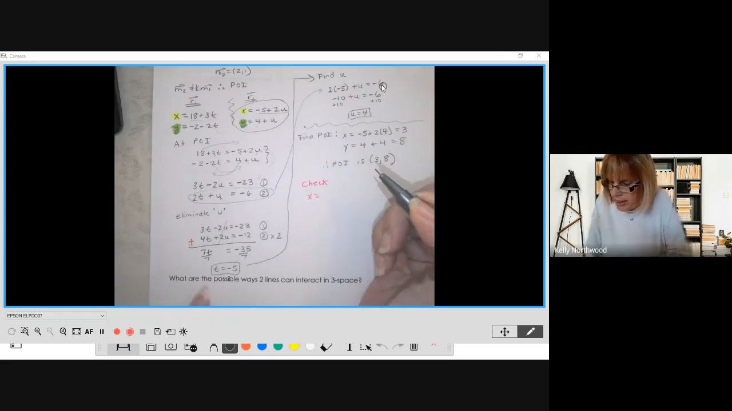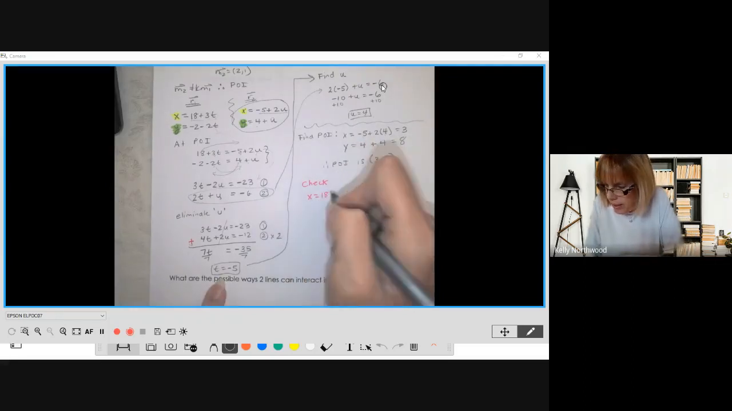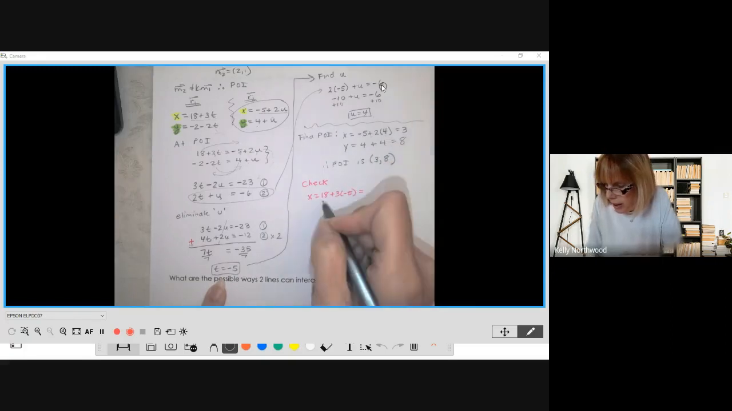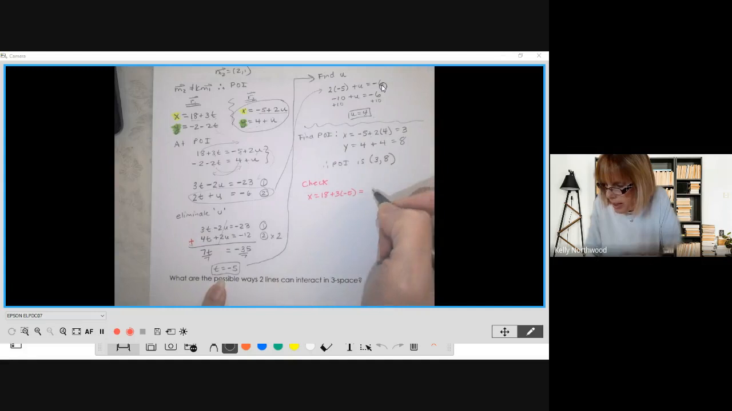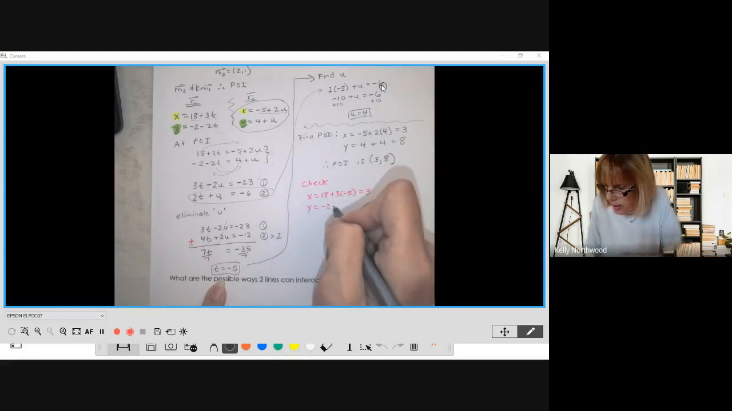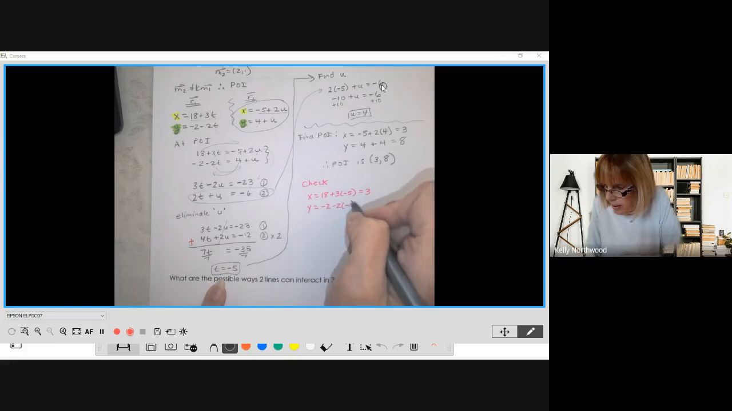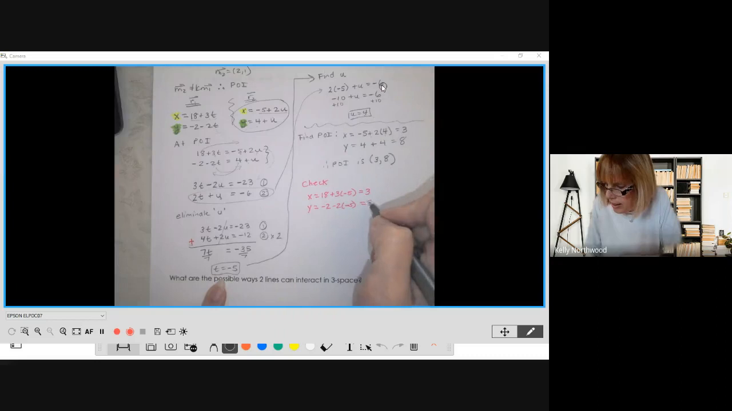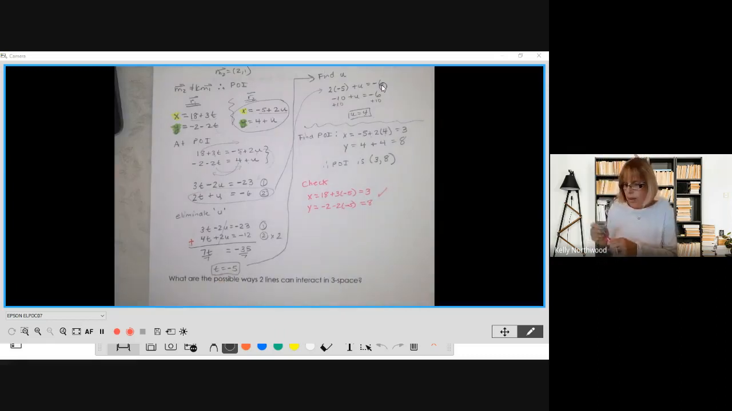So my check is to make sure that when I sub -5 in for t, I also get 3 for x. 18 plus -15 is 3. And I also get 8. So that's going to be -2 plus 10. I also get 8 for y. So that's just a check. You don't need to do it, but you can do it.